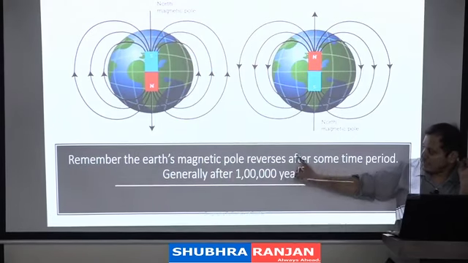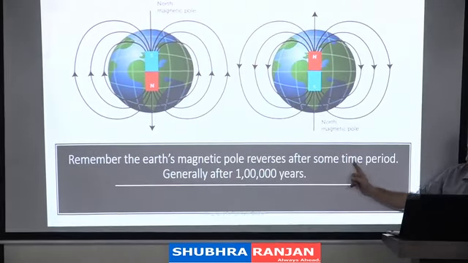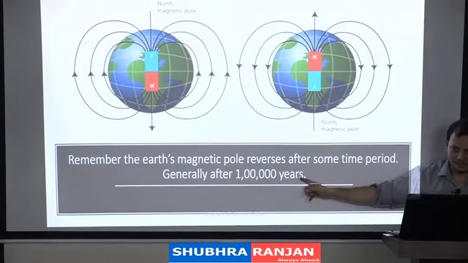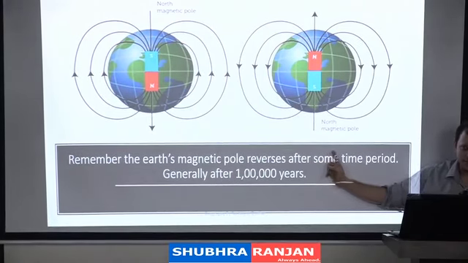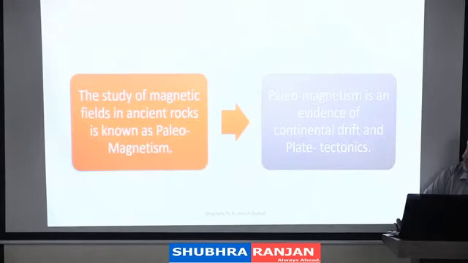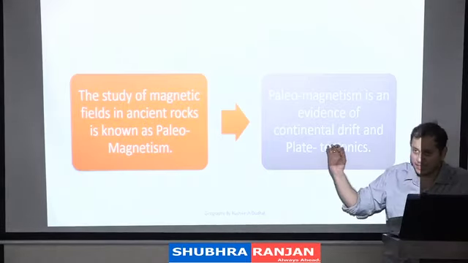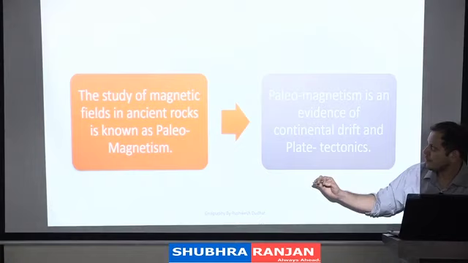So remember, वैसे the general law is the Earth's magnetic pole reverses after some time period, generally after 1 lakh years. ये भी इस साल का prelims का question था. That is, is there a reversal of magnetic pole or not? तो the study of magnet, इतना ही paleomagnetism आपको ज़रूरी है. You do not have to go into detail of paleomagnetism. The study of magnetic field in the ancient rocks is known as paleomagnetism.